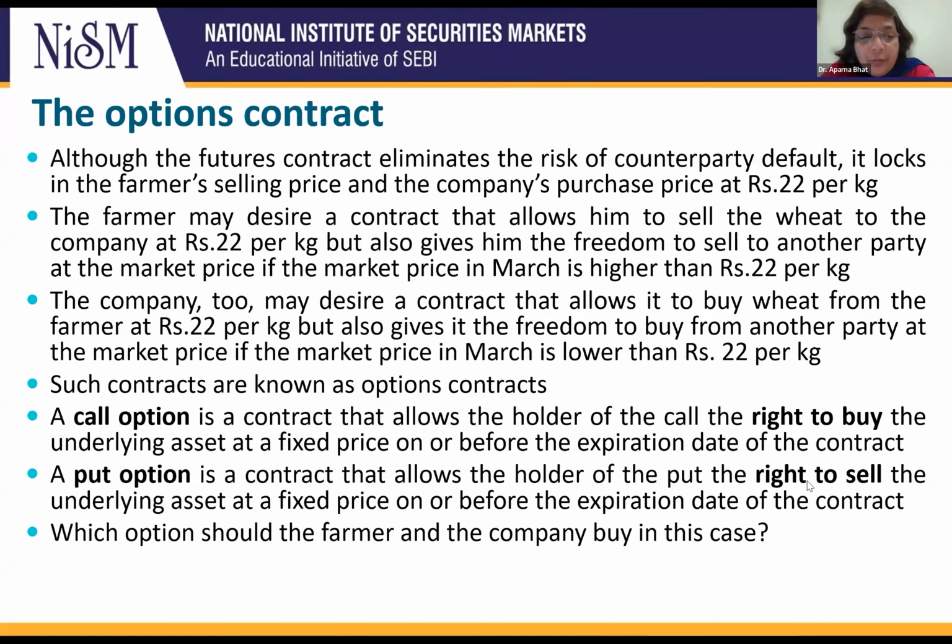There are two types of options, a call option and a put option. A call option is a contract that gives the holder of the call the right to buy the underlying asset at a fixed price on or before the expiration date of the contract. On the other hand, the put option is the opposite of that. A put option is a contract that gives the holder of the put the right to sell the underlying asset at a fixed price on or before the expiration date of the contract.